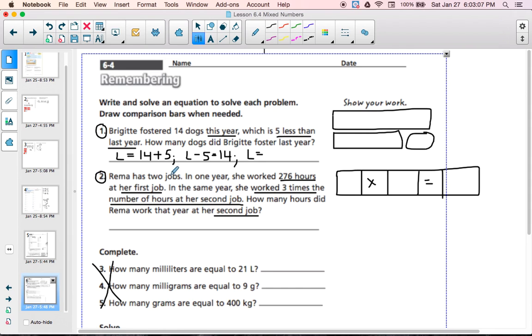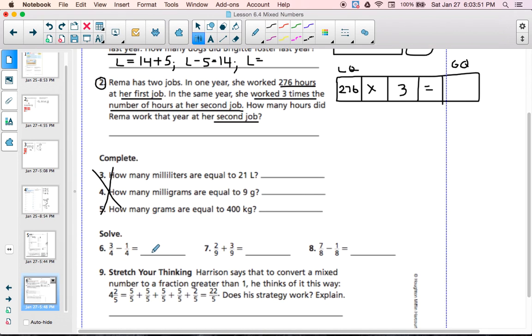So let's read this again. Rima has 2 jobs, got it. In 1 year, she worked 276 hours at her first job. And in the same year, she worked 3 times the number of hours at her second job. Tells me her second job is going to be a larger number. So I like to use the lesser quantity, greater quantity table to help me figure these out. I know her first job was 276 hours. She worked 3 times the number of hours at her second job, so I'm going to multiply that by 3. That should give me the number of hours that she worked at her second job.